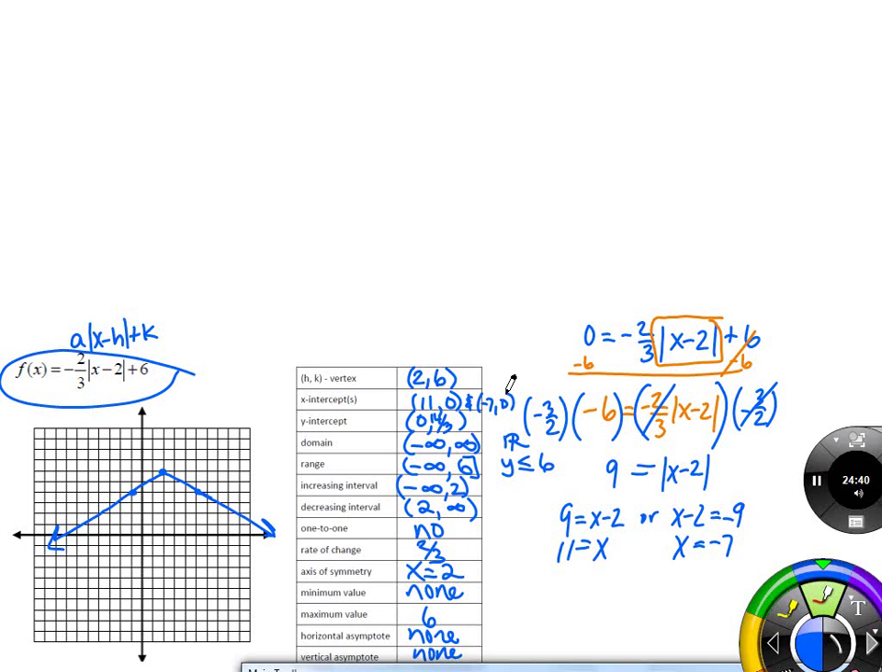So on your test, when you're given a function to graph, you will be asked these things right here, okay? Do these things make sense to everybody? Okay? Yes. So the asymptotes here are always going to be none, okay? And that's all you have to remember for this.